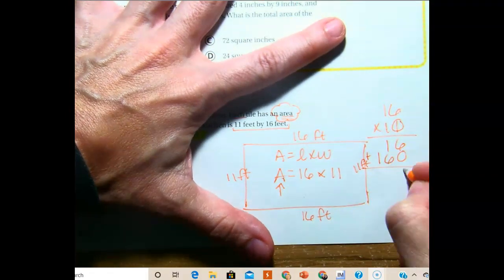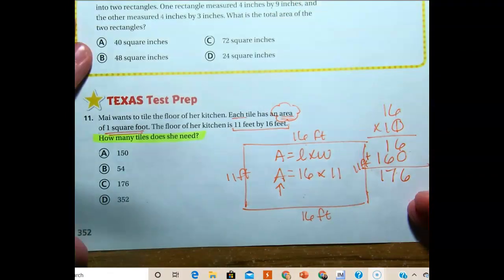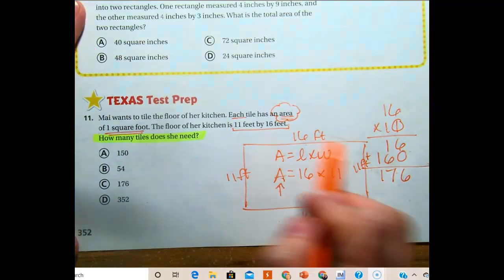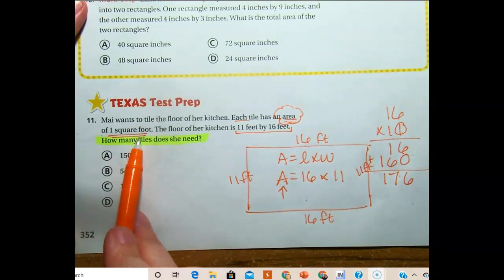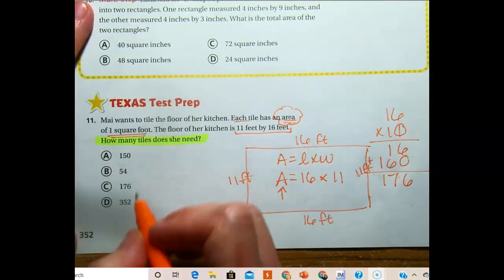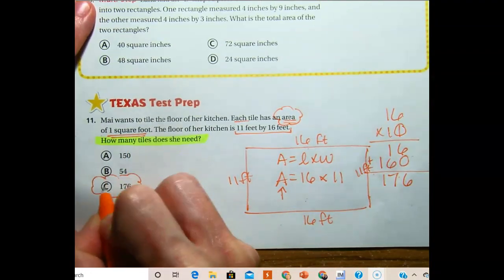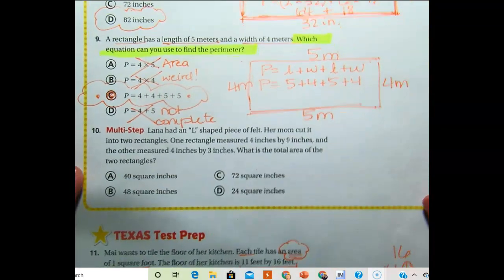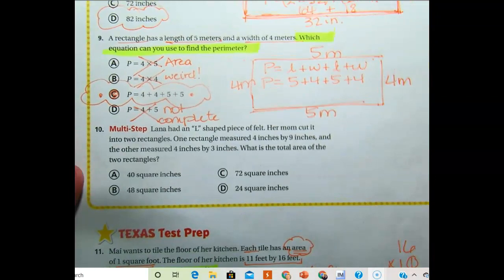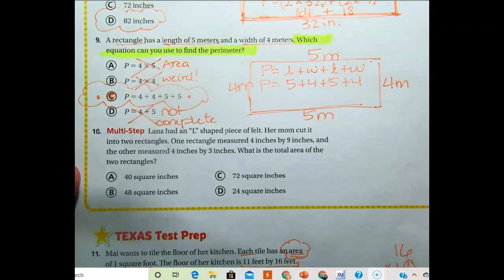Let's add these values. We have 6, 7, and 1. So 176 squares she would need. If they are 1 square foot apiece, she would need exactly 176 tiles. Good job. I bet you got that. Okay, last one, guys. Sorry this video is so long, but again, we really need to know the difference. It's a big deal. Multi-step.